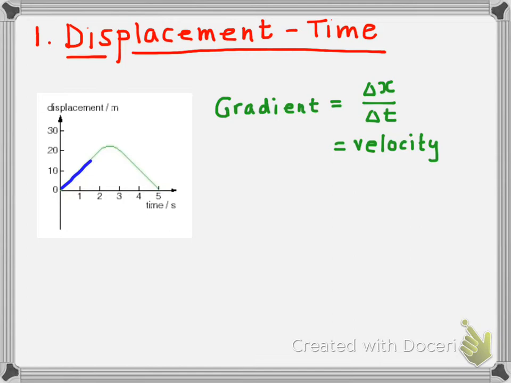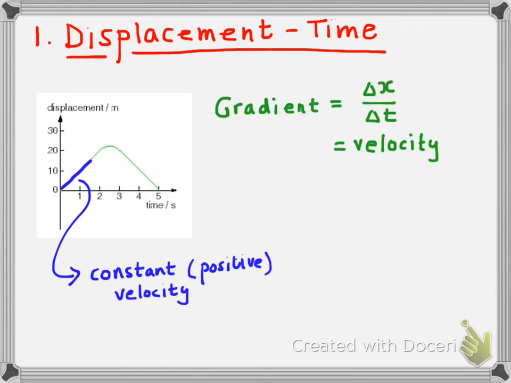So if we have a look at this little portion of the graph drawn there in blue, you'll notice that it has a constant gradient. It's a positive gradient, and so here we have a constant positive gradient, and we've just seen that the gradient is the same as the velocity. And so that portion of the graph shows an object moving with constant velocity.